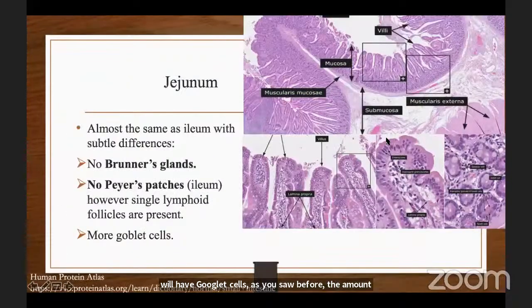As you saw before, the amount of goblet cells are not that many in the duodenum. But if we look at the jejunum, we have a bit more compared to the duodenum, and the shape of each of these villi look shorter, and it looks like finger-like projection because we do not need a lot of digestion in this area. So the goal of this jejunum is to help in absorbing the food and pass it down to the next part.